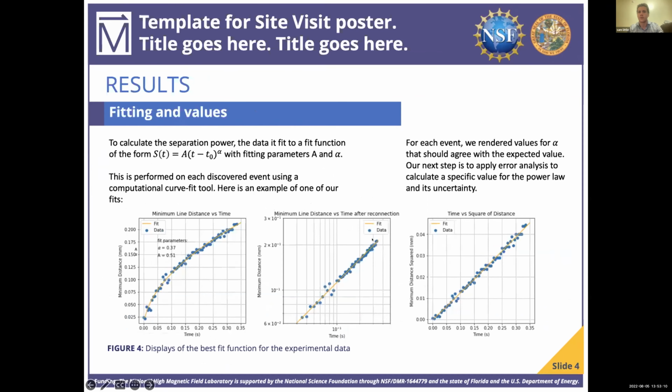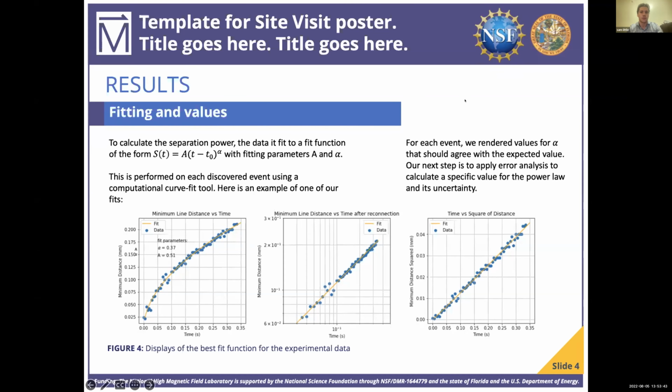My next job was to run some statistical analysis on it. We performed a curve fit to this formula with fitting parameters A and alpha, where A is just a separation coefficient and alpha is the power law. We have some of the graphs down here. So it fits our form pretty well. And we did this for each event that I could find. I filtered through all these videos and found a bunch of these. And all of the values were very similar and they were very, very close to the value we expected.